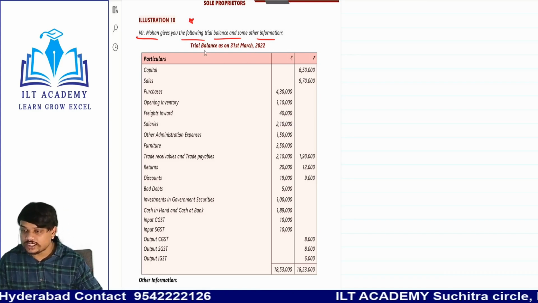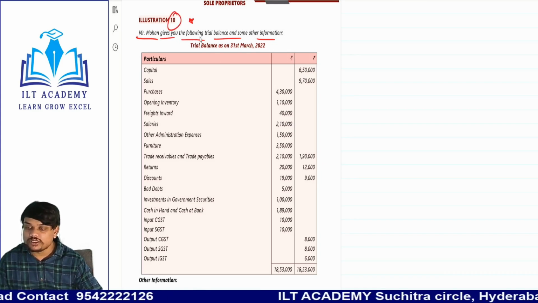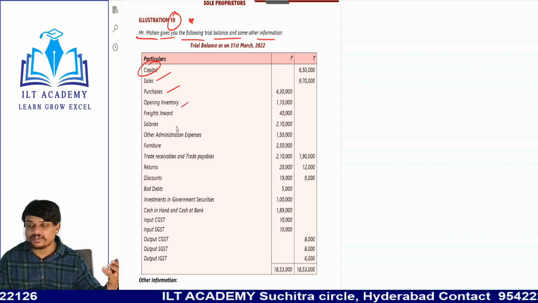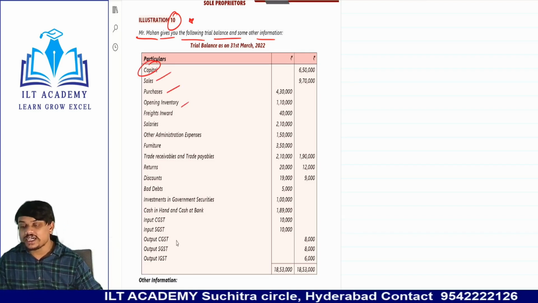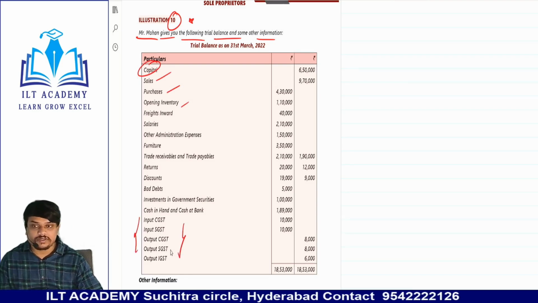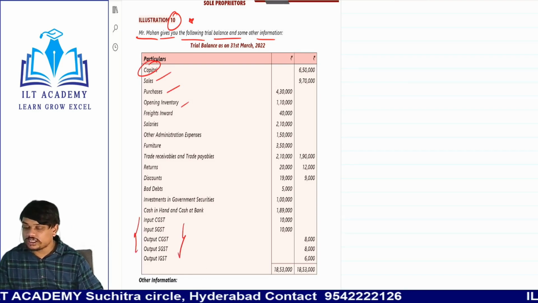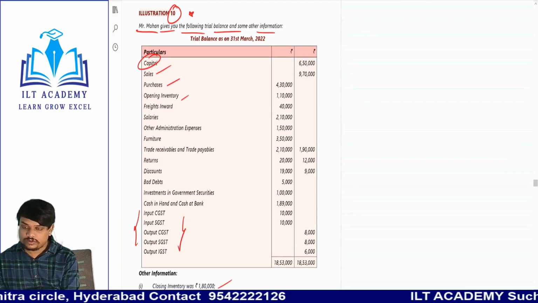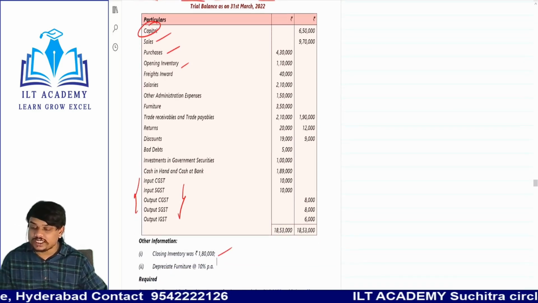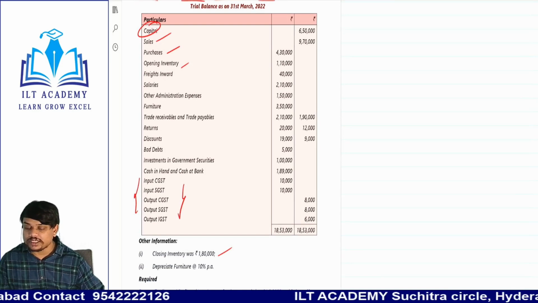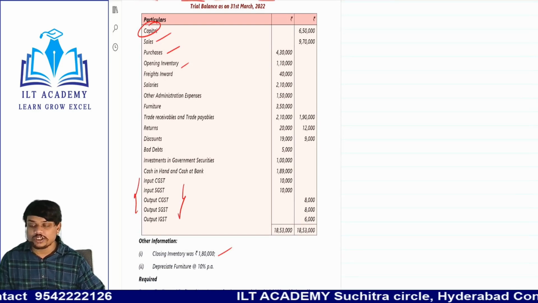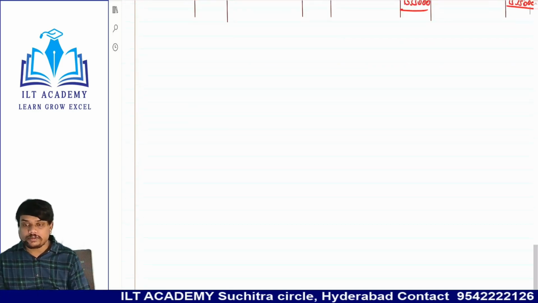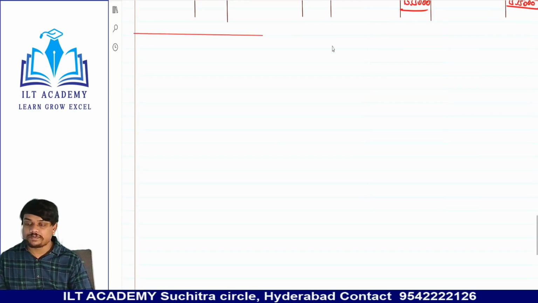Now let us focus on the next illustration, illustration number 10. Mr. Mohan gives you the following trial balance and some other information like capital balance, sales, purchases, opening inventory, freight inward, salaries, admin expenses. This is a basic question and few details of GST are given, not an issue. Closing inventory was 1,80,000, and there is depreciation on furniture at the rate of 10% per annum. You are required to prepare the trading P&L account for the year ended 31st March 2022 and balance sheet of Mr. Mohan as on the date. So similarly, we need to prepare a trading account, P&L account, and a balance sheet. Quickly draw up the pro forma.